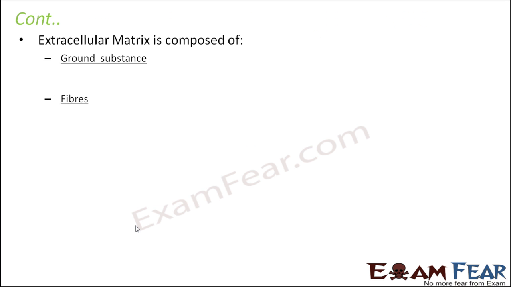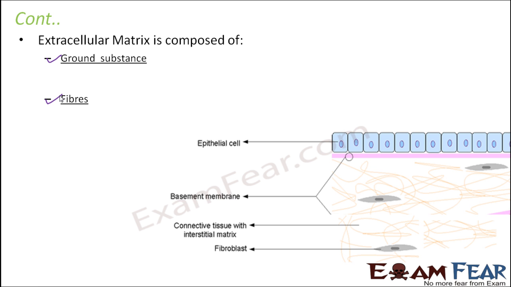Now, this extracellular matrix is composed of ground substance and fibers. So this extracellular substance also is made up of two things. One is ground substance and the next is fibers. So here you can look at the picture. This is your epithelial tissue, right? So what is this pink colored line? It is nothing but your basement membrane which separates epithelial tissue from connective tissue.